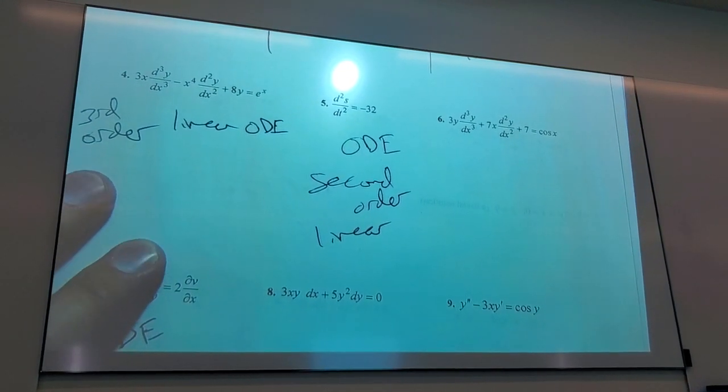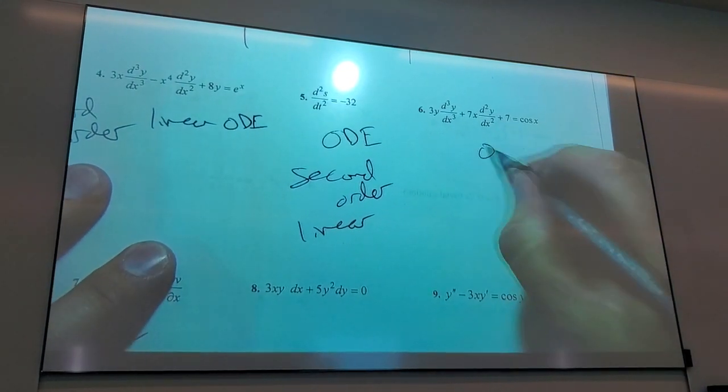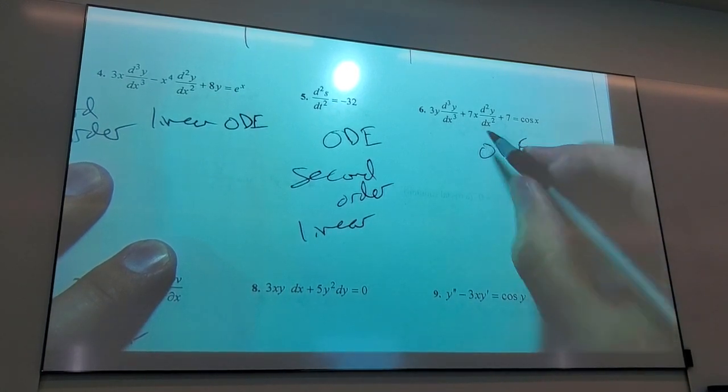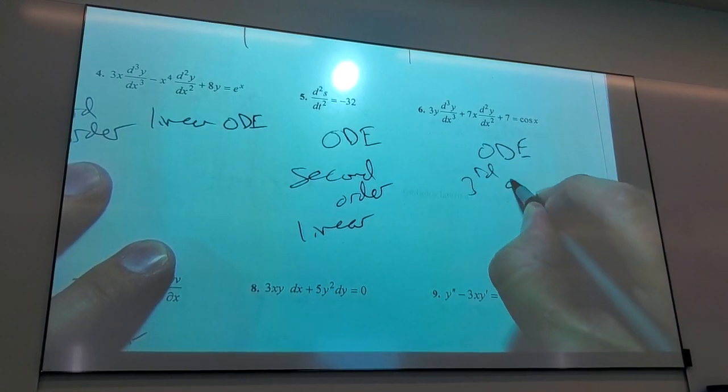What about number 6? Let's start it off. So it's an ODE. What's the order? Third order. Is it linear?